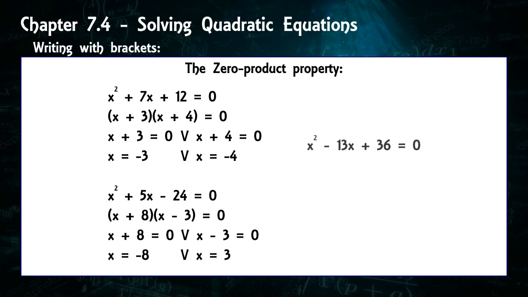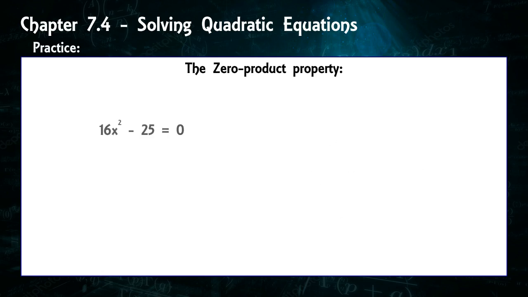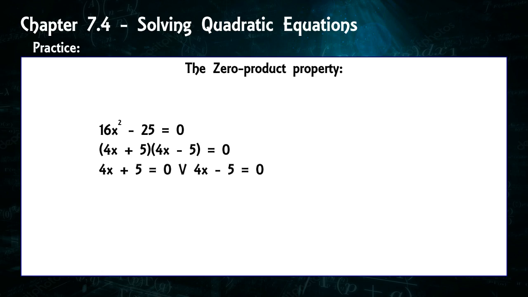Next one, x squared minus 13x plus 36 is equal to 0. The combination here is x minus 4 times x minus 9, which means that our final answers are x is 4 or x is 9. And lastly, 16x squared minus 25 is equal to 0. This here is a difference of squares, so we can factorize it into 4x plus 5 times 4x minus 5 is equal to 0. By using the balance method, we end up with x is equal to minus 1.25 or x is equal to 1.25.